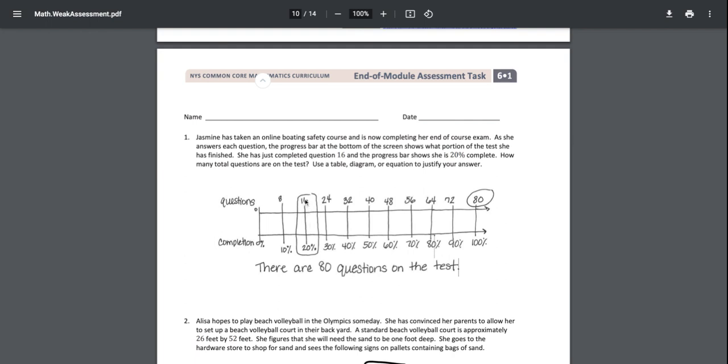So listen again. I put this on my double number line. From there, 20% is 16. I need to find out what half of that is to get to 10%, so I divide that by 2. That leaves me with 8. From there, every 10%, I add 8 more questions. So when I add 8 questions, it leaves me with 80 questions. Notice how the answer has a sentence. There are 80 questions on the test.